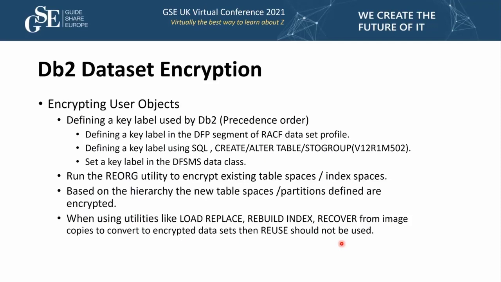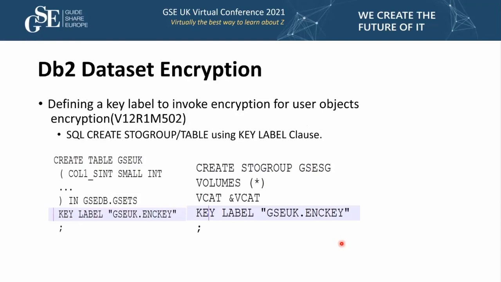The procedure is that you need to obtain a key label from the RACF or ICSF administrator and ensure that the key label is defined on all the backup sites used in disaster recovery and all the subsystems in a data sharing group. You can issue a CREATE or ALTER STOGROUP statement to define a key label. Db2 provides the specified key label to DFSMS when allocating new datasets within the storage group. To override the Db2 provided key label at a table level, use the CREATE TABLE or ALTER TABLE statement with the KEY LABEL clause.